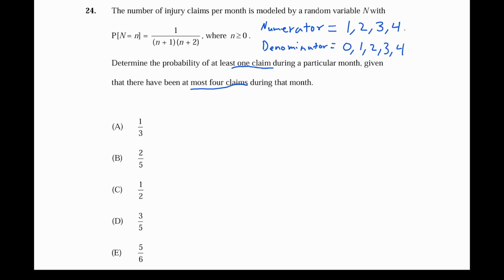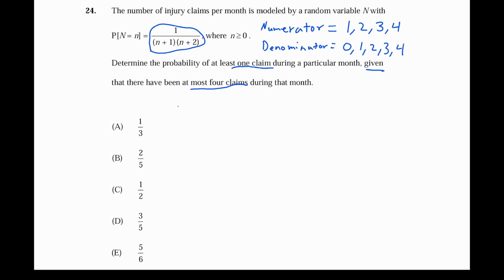Now for the numerator, why did I stop at 4? It's because we know that there have been at most 4 claims in a month because of this second underlining. It says that given that there have been at most 4 claims during that month. So basically, what we're going to have to do is plug in each of these numbers, so 0, 1, 2, 3, and 4, into this formula that we got here. And that's going to give us our probability for each of these scenarios.